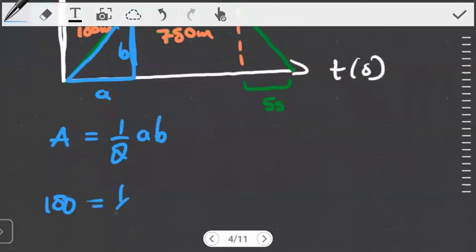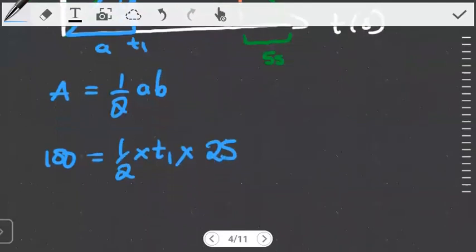So this is half. A is the time it takes to reach that 25 meters per second, so I'll just write it as T1. B is the height. The height is that velocity it reaches, 25. So you see from here that I can literally work out what T1 is.